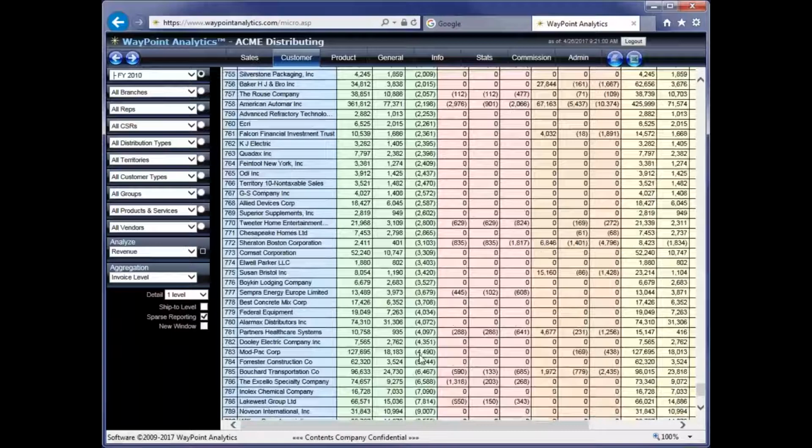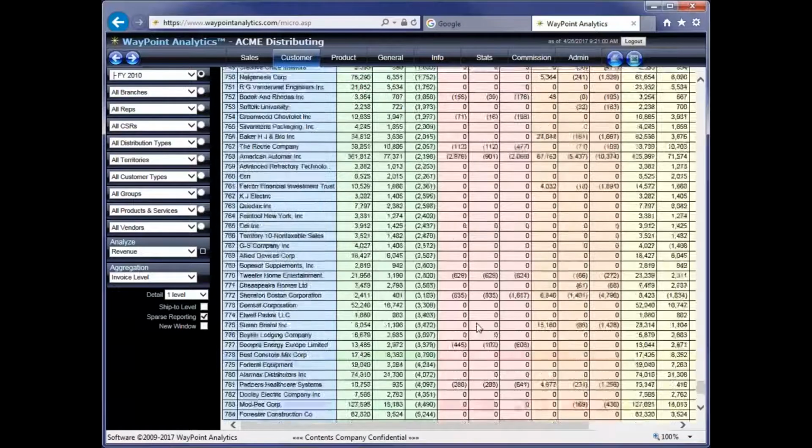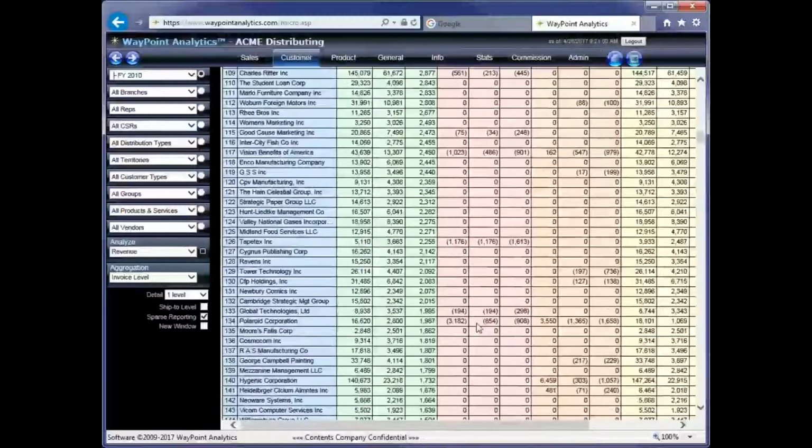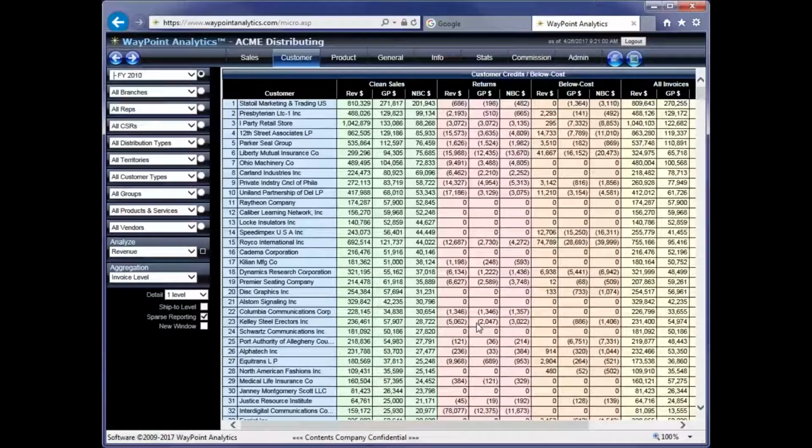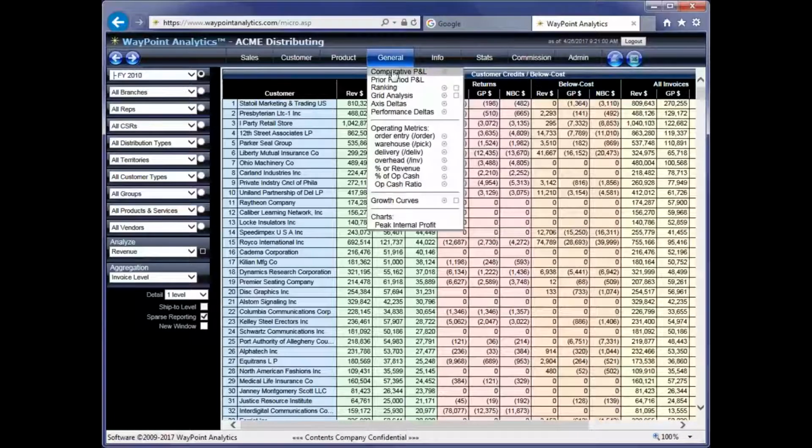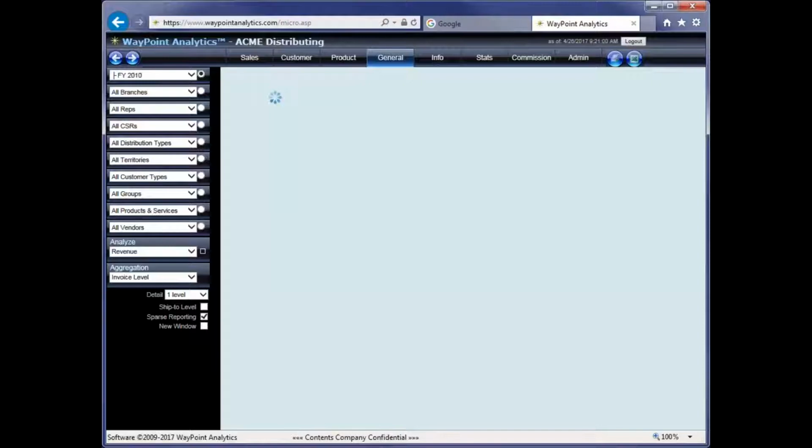Now, one of the other reports that is really important for every Waypoint user to be intimately familiar with is the comparative P&L report. And there's a couple of ways of getting at it, but just to show what it is in general, it's on the General tab, which has the comparative P&L. And as Kim showed you a little while ago, this report can be used to contrast and compare things that are in the scoping controls.